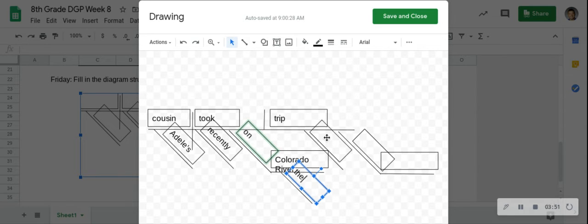Makes sense so far? It's all in a straight line, but it's a jumbled mess, right? Kind of like what your brain has to do to decode everything. So looking at trip, what words modify trip? Rafting is one, and A is another. Now, which one do you think A is going to go in? The selected one?